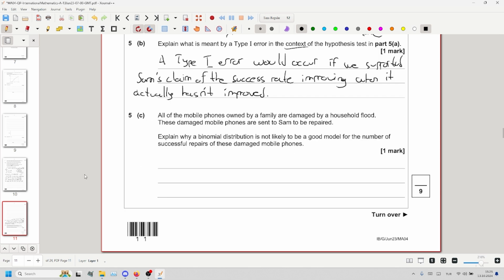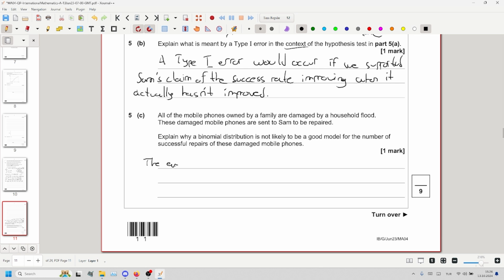Right, now a situation is given, so that all the mobile phones owned by a family are damaged in a household flood, and all of these are sent to Sam. And it asks us why a binomial distribution is not likely. And this is because here the events of these phones getting damaged are not independent from each other. They all happen together, and hence one of them happening is completely dependent on the other happening.